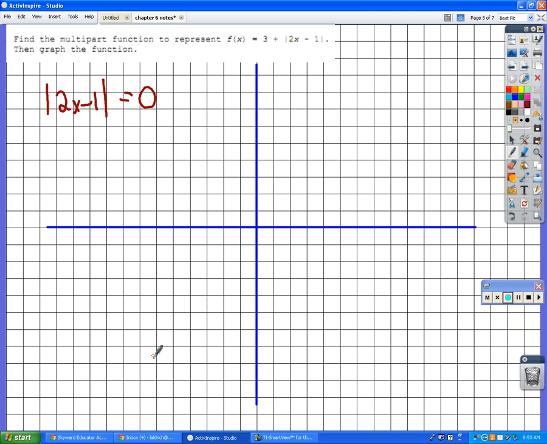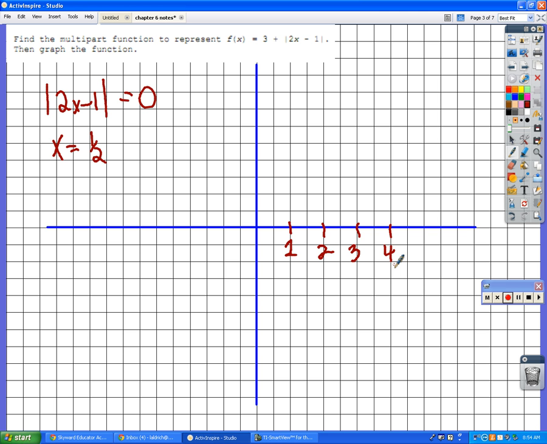So what value of x does that equal? Positive 0.5. So this is going to equal 0 when x equals 1/2. Okay, so x equals 1/2 is going to be the bottom of the V. Does that make sense?